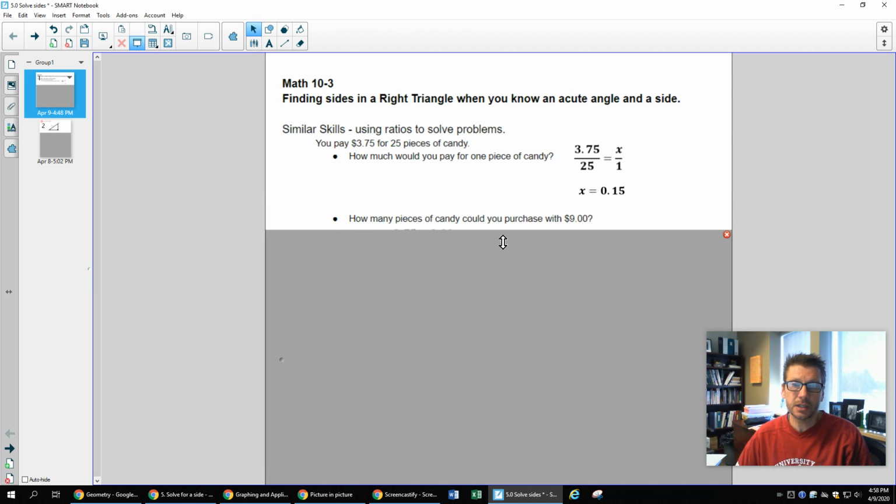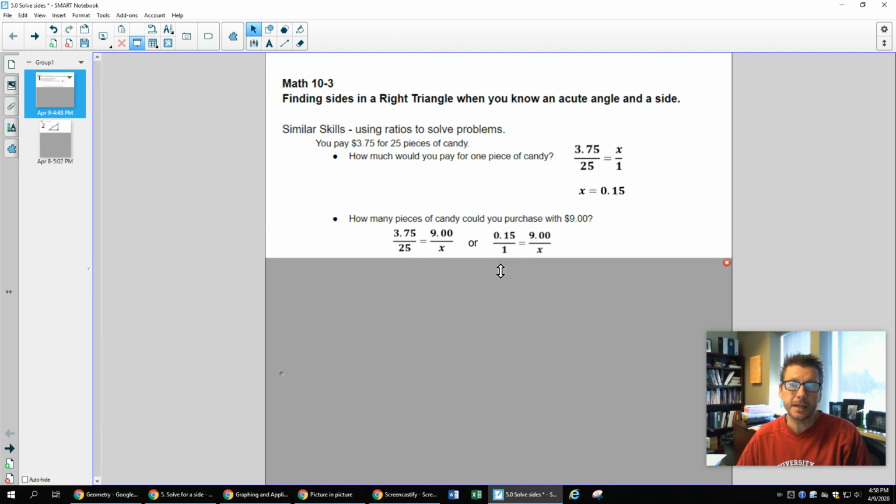The second question is, how many pieces of candy can you get for $9? Well, same idea. We can use ratios to figure out our problem. The thing now is we actually have two ratios to choose from. We can use the original ratio of $3.75 for 25 candies, and I have $9. How much can I get? Or I can use the simplified ratio of 15 cents for one candy. How much candy can I get for $9? And it doesn't matter which ratio we use, we're going to get the same answer.